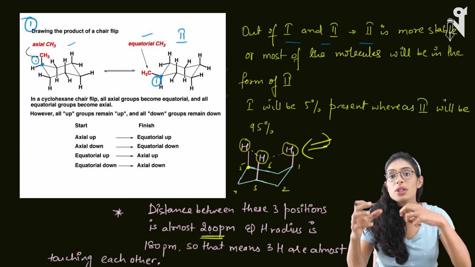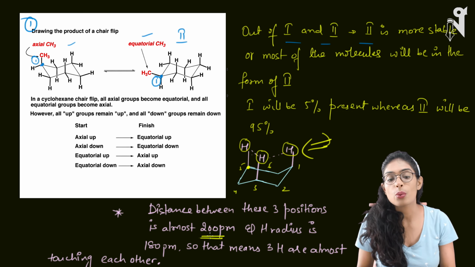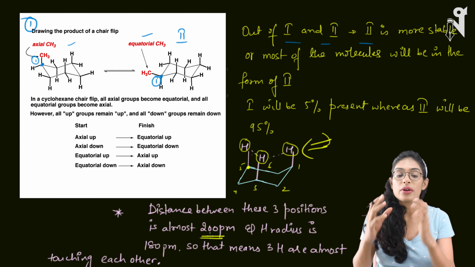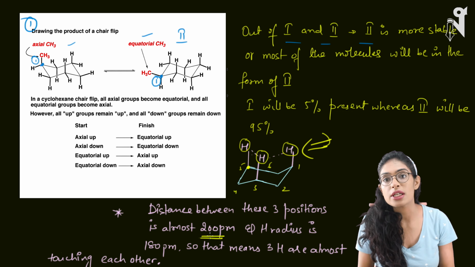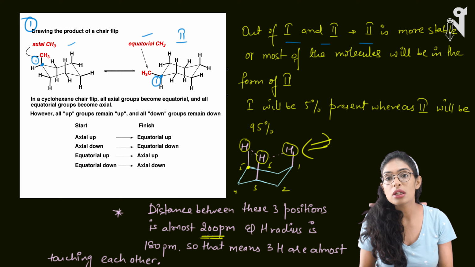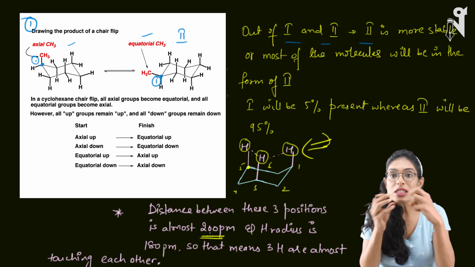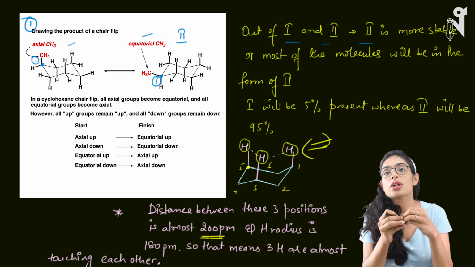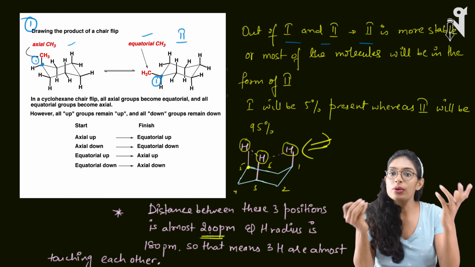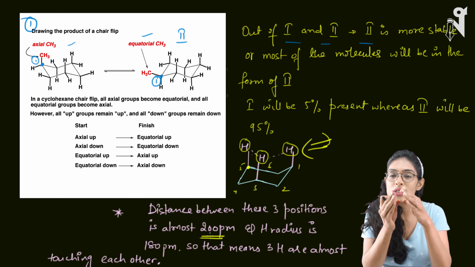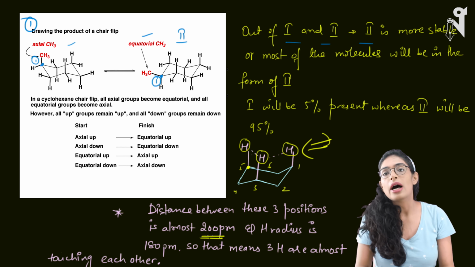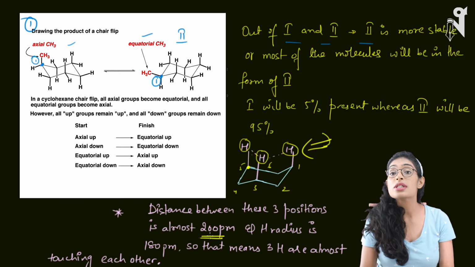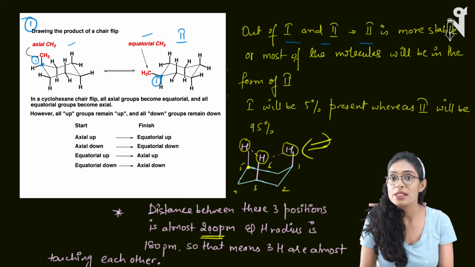So the distance between these hydrogens is 200 picometers, whereas the radius of hydrogen is itself 180 picometers. So basically, they are just being saved from touching each other. Or you can just say the distance is only slightly higher than their radius, and they are almost touching each other. Hydrogen repulsions are always minimum, always.